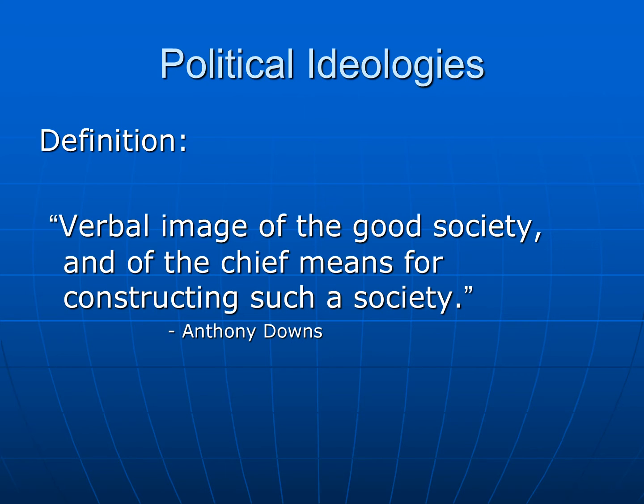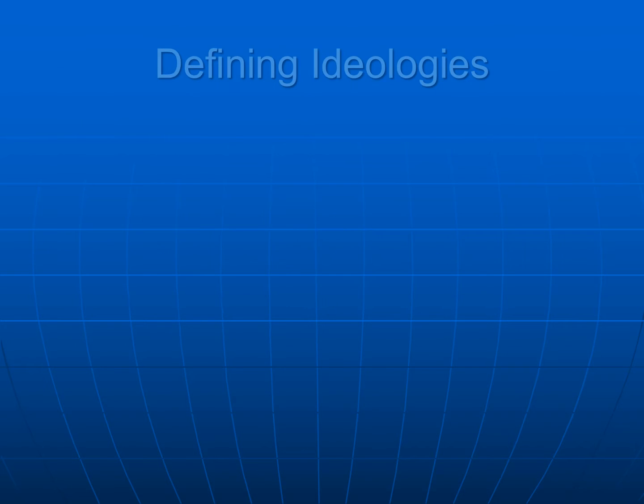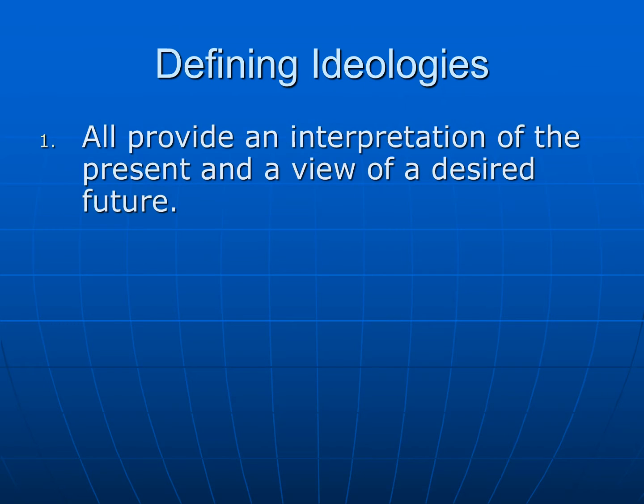Anthony Downs, who is a very famous political scientist, one of the few political scientists who became super rich, by the way, defined back in the 1960s political ideologies as a verbal image of the good society and of the chief means for constructing it. What that includes are three things. First, an ideology provides an interpretation of the present and how it doesn't conform to some kind of desired future. So that's the first thing an ideology has.